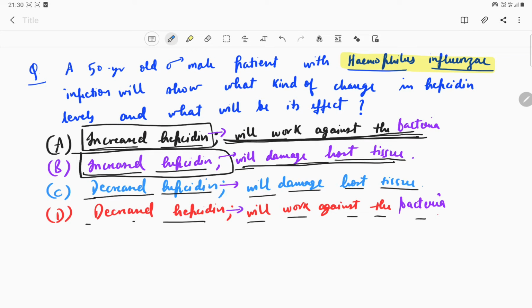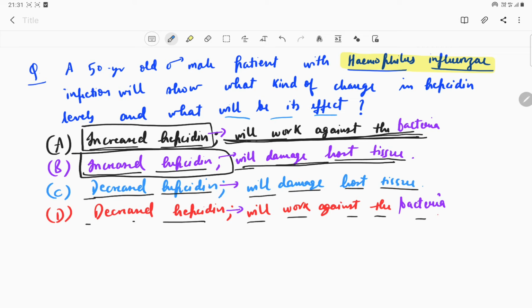Hi everyone, this is Rahul Joshi, and today we're going to discuss an MCQ on Hepcidin, the effects on Hepcidin by an infection, and the further effects of the change in Hepcidin levels. The question is: a 50-year-old male patient with a Haemophilus influenzae infection will show what kind of change in Hepcidin levels in the blood, and what will be its effect?